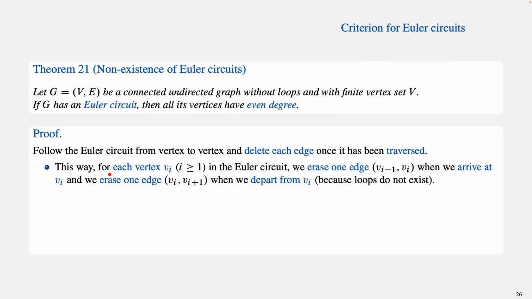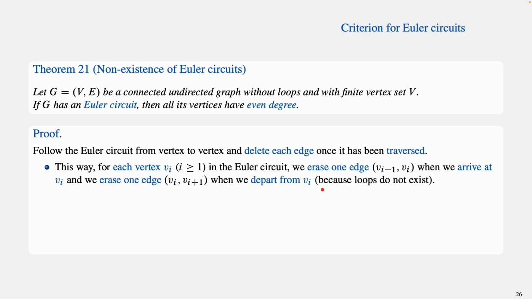Now in this way, for each vertex Vi in the Euler circuit, we erase one edge, Vi-1 Vi, when we arrive at the vertex Vi, and we erase another edge, Vi Vi+1, when we depart from Vi.